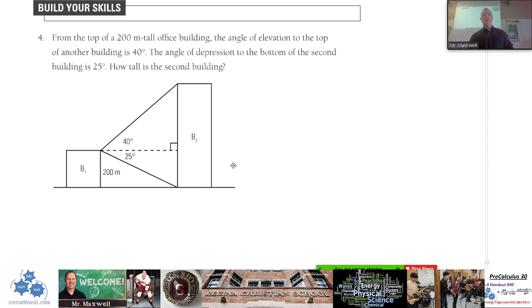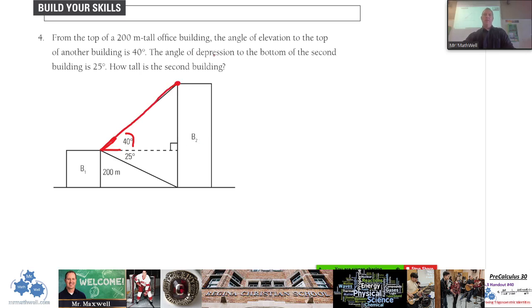It says, from the top of a 200-meter tall office building, the angle of elevation to the top of another building is 40 degrees. Notice that this is a 200-meter building. And from the top, the angle of elevation, so you should remember what an angle of elevation is. From the horizontal, we are elevating up, so it would be the angle measured from the horizontal up, 40 degrees. That's what we see on the diagram, this 40-degree angle right here. That is the line of sight, the angle of elevation to the top of another building. So we're going to draw a line where this reaches the top of building 2.